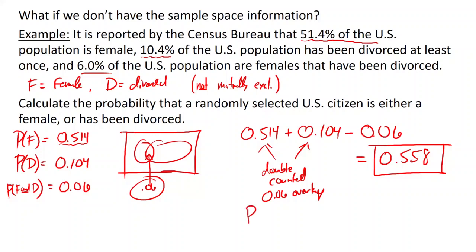Essentially, what we did is we took the probability of being female, we added in the probability of being divorced, and then we recognized, oh, these aren't mutually exclusive. There was overlap, so we subtracted the probability of being female and divorced one time to get rid of that. All right. And this form right here is what we call the general addition rule in probability. So if you don't have the sample space, sometimes you have to work with formulas because I just don't know the sample space.